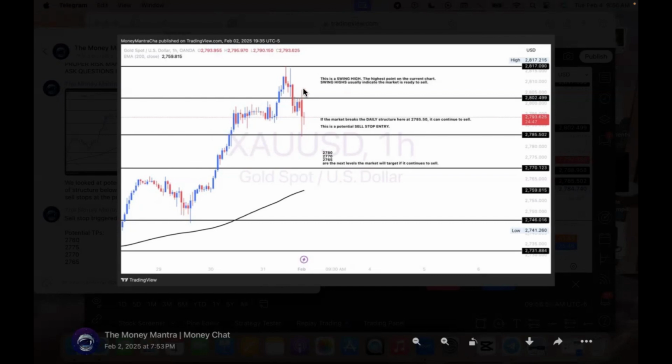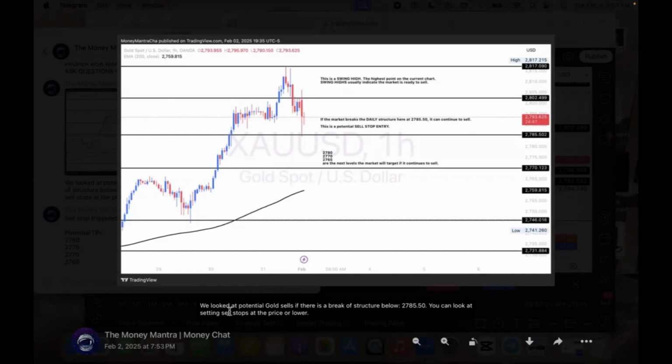And I just took a screenshot of what I observed and I posted it in the chat for my students. Now, we are going to head over to TradingView and we're going to look at this trade a little bit more in depth so that I can break down my thought process when I took this trade. And we're actually going to see how it played out. Now, I said here that we were looking for potential gold sells, and we were specifically looking for a break of structure below the 2785.50 line, which you can see notated on my chart.